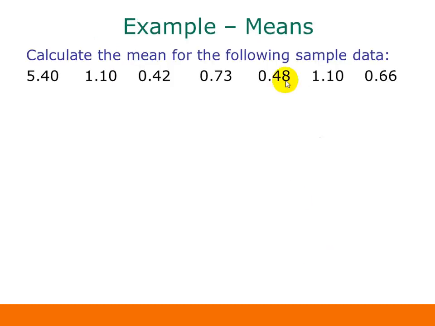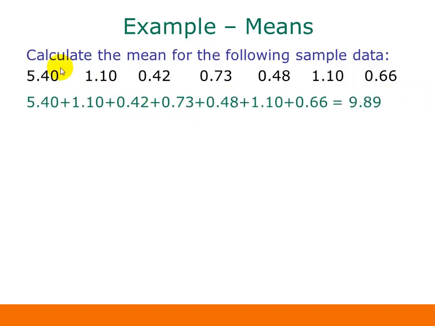Here's some examples of calculating the mean. If we want to calculate the mean for this set of sample data, we're just going to add up all the values. So we're adding all these up, and the total is 9.89. And then there were 7 values, so we're dividing that by 7. And here are most of the digits that you would get doing this on your calculator.